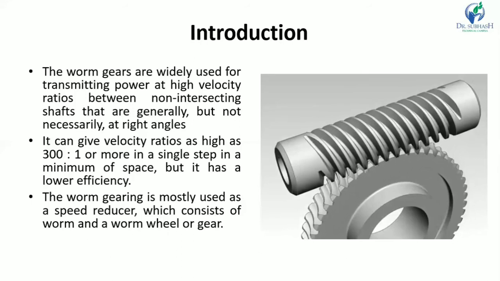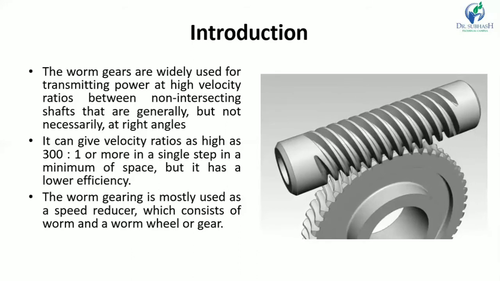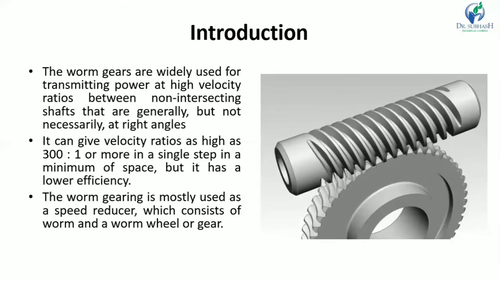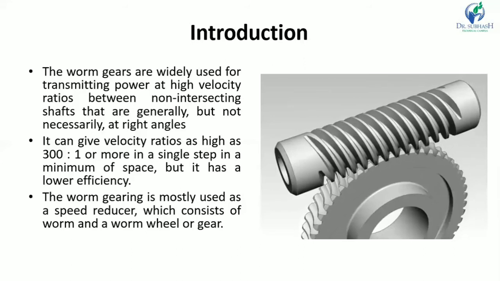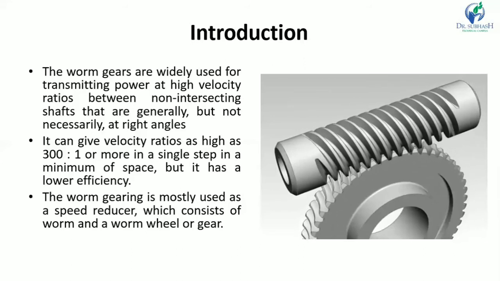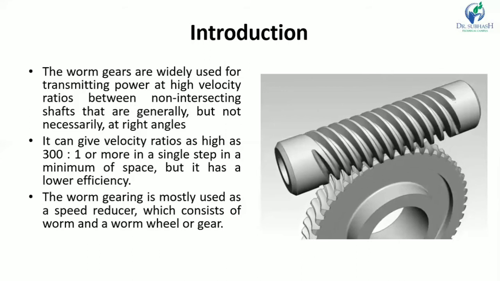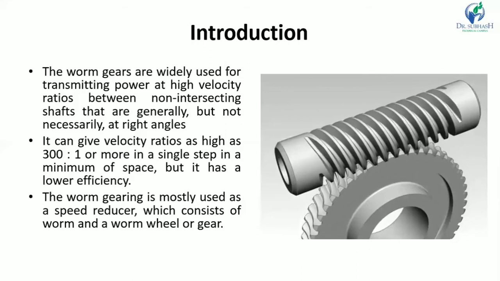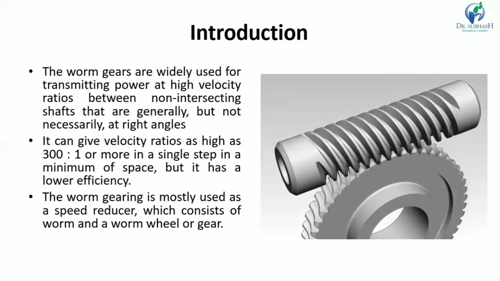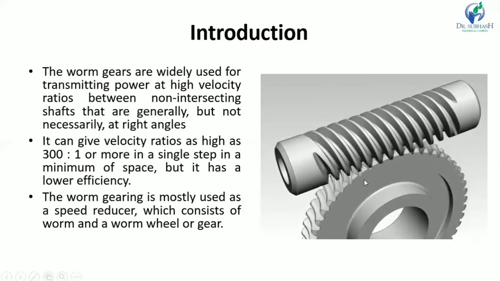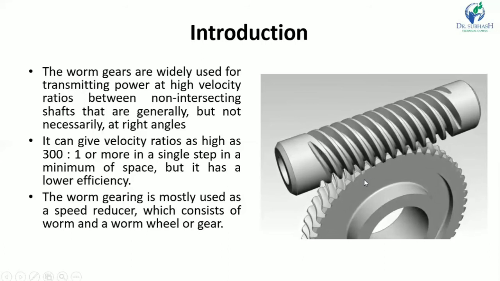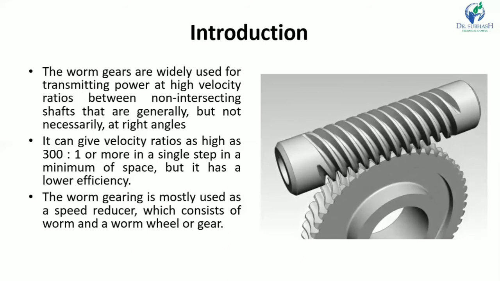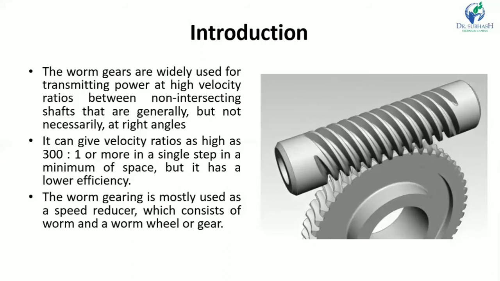It means if the speed of the driver is 300 revolutions per minute, then it can reduce the speed of the driven up to 1 revolution per minute or more in a single step, in minimum of space. But the drawback of this gearing is that it has lower efficiency, and the worm gearing is mostly used as a speed reducer, which consists of worm and worm wheel gear.